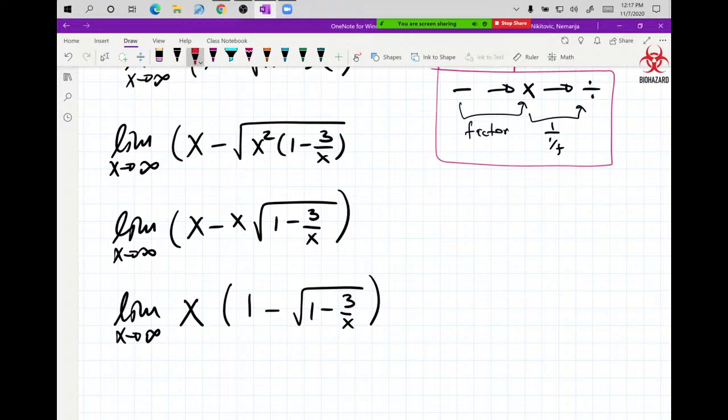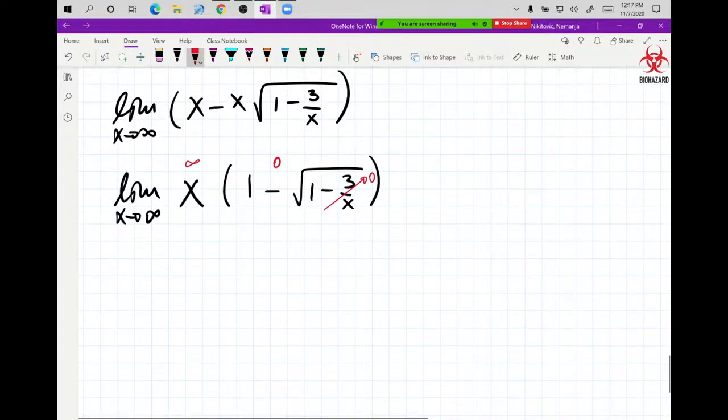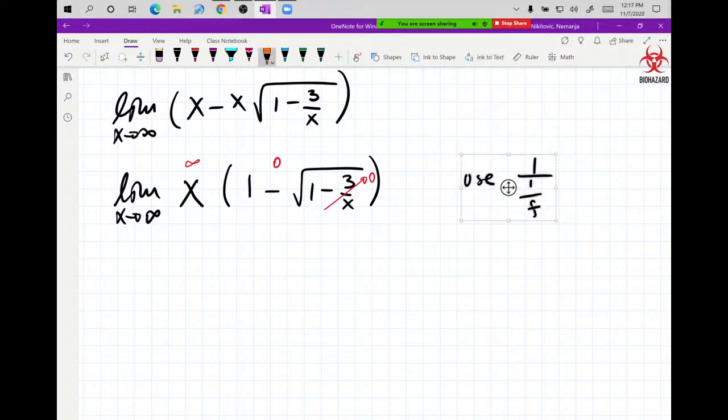When you plug in infinity for x, you obviously get infinity. When you plug in infinity for 3 over x, you get 0. And then square root of 1 is 1. So you have your infinity times 0, which means that we can now use 1 over f to do the transformation. Maybe this should be orange.